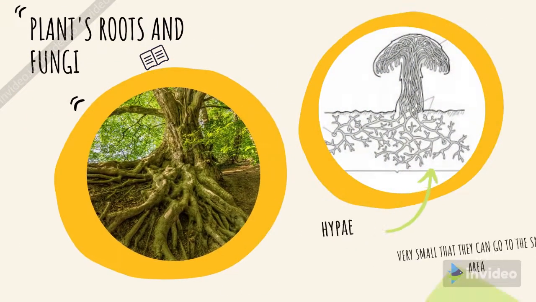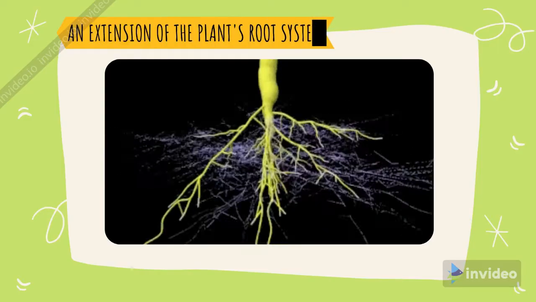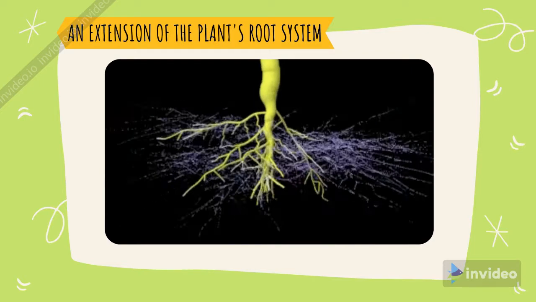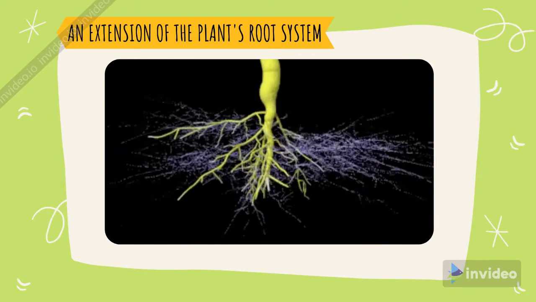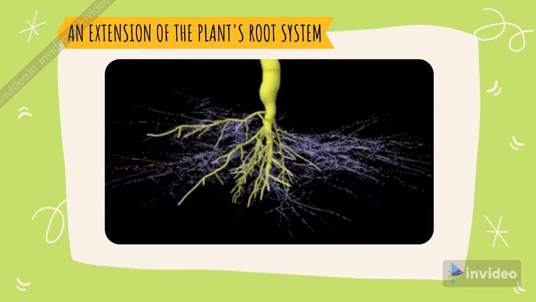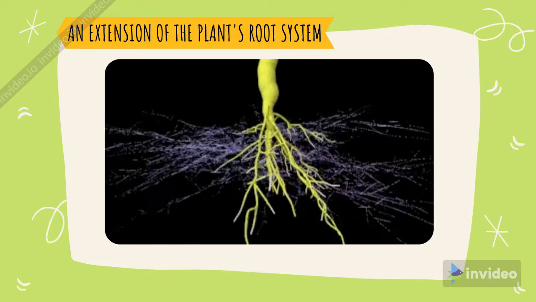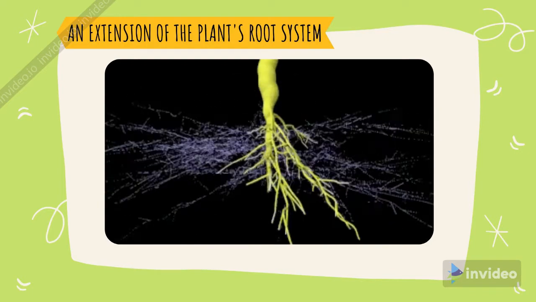From these two pictures, we can see a plant's root and fungi. Fungi is made up of hyphae that are very small and can go to small areas. Mycorrhizal fungi will connect to the plant roots and grow into a branching root-like structure called hyphae. The hyphae function as an extension of the plant's root system. Hyphae can absorb nutrient and water along their entire length, while plant roots can only absorb from their root tips.